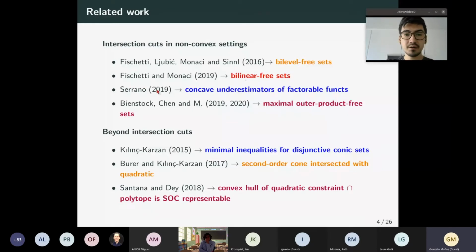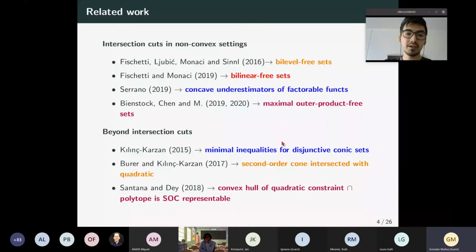Felipe Serrano constructed concave underestimators of factorable functions. So what you get using this is, let's say, reverse convex relaxations. So you can use that to construct an S-free set. And then myself with Dan Bienstock and Chen Chen, we looked at extended formulations of polynomial optimization and constructed what we call outer product free sets for constructing intersection cuts in those settings. And beyond intersection cuts, there are also important works. Just to mention a few, some works that you could use for deriving valid inequalities using, instead of a simplicial cone and a quadratic, for example, a second order cone and a quadratic. Okay.